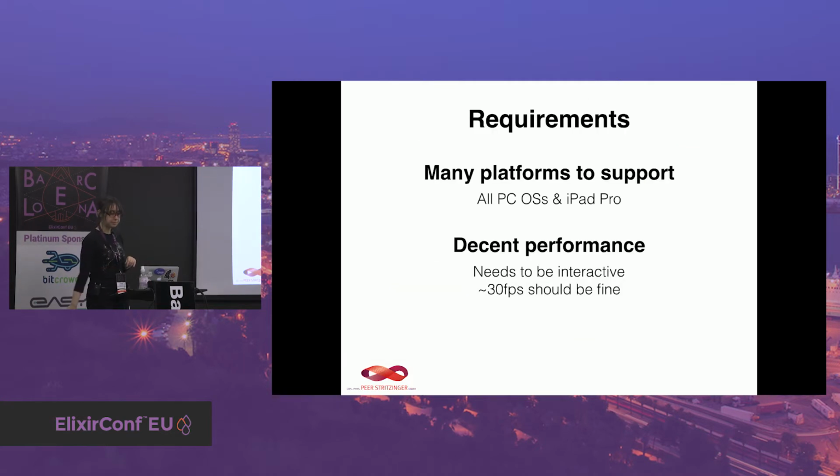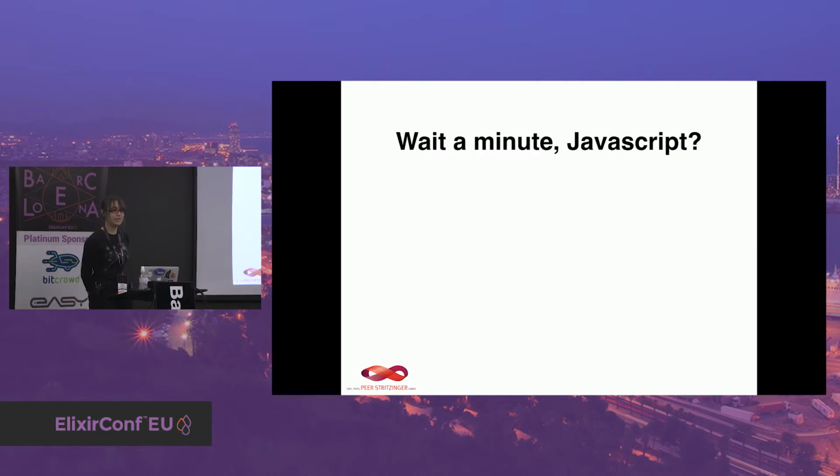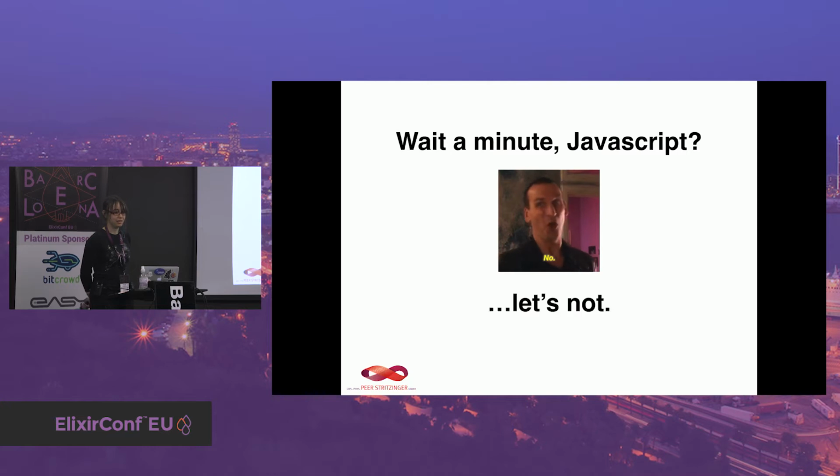For this project, there were a few requirements. Mainly, it needed to be very cross-platform. They needed to support any PC, iOS, and also the iPad Pro. The performance didn't need to be amazing. It just needed to be interactive. So 30 frames per second would be fine. So what we ended up doing is choosing web technologies, because why rewrite the same thing 3 or 4 times? Let's just use web technologies. And that means JavaScript, CSS, and SVG, but JavaScript, let's not do that. Just no.